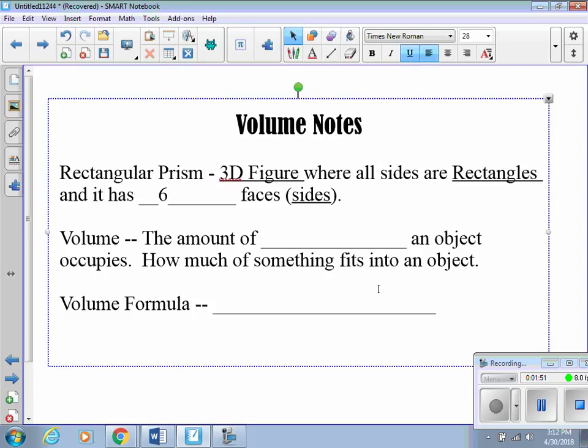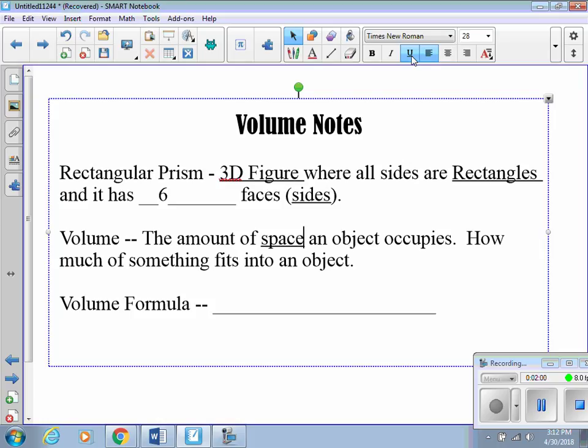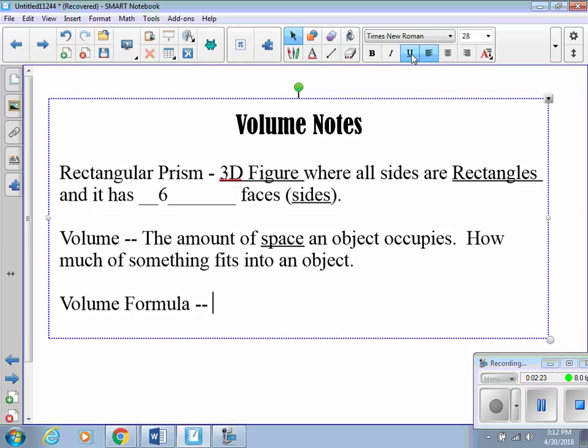The definition of volume is as follows. Volume is the amount of space an object occupies, or how much of something fits into an object. When you are solving volume, you're going to use a formula. You do not have to memorize this formula because you will have a formula sheet and it will tell you the formula on there in case you forget. I'm going to give it to you and you're just going to write it down. That way you have it in several places.